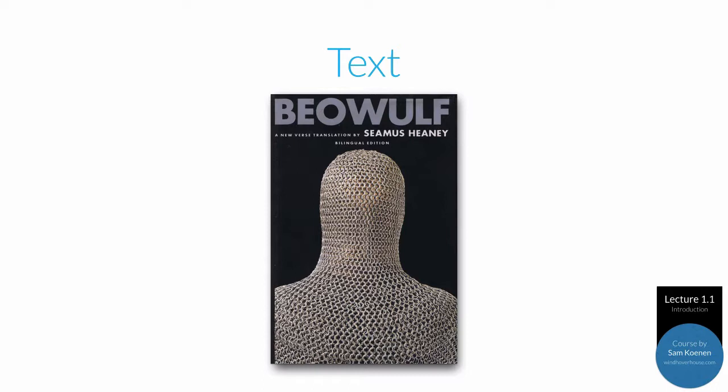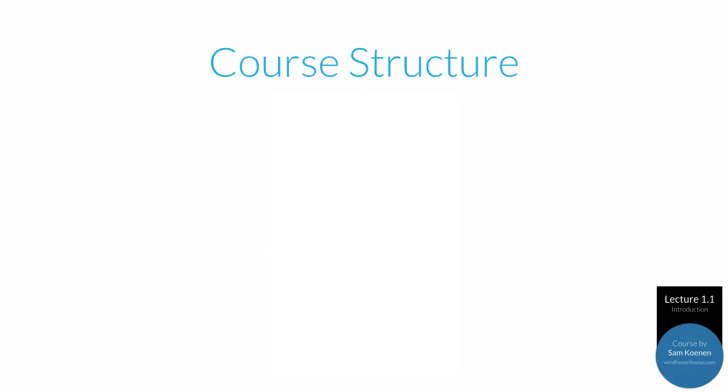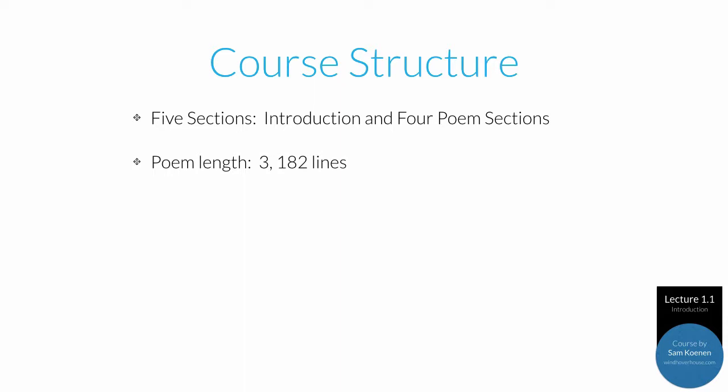This course is divided into five sections, one introduction section and four sections on the poem. Each section has a reading assignment that you should finish before beginning the video lessons that correspond to the reading assignment. Because the poem is just under 3,200 lines long, each reading assignment is fairly short, around 800 lines. Each lesson that corresponds to the reading assignment is broken down into shorter videos to help you move through the material easily and at your own pace.